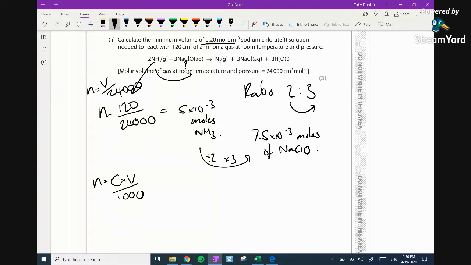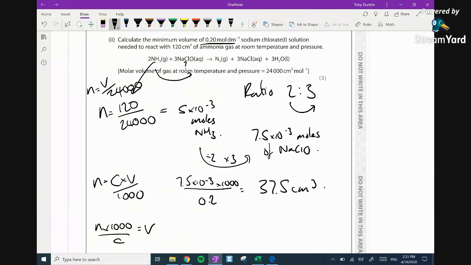Some of them can be hard, but not complicated. Reorganize it. Number of moles times 1,000 all over C gives me V. Right, times that by 1,000. Divide it by a concentration of 0.2. And I get 37. So I'm just going to write that out. 7.5 times 10 to the minus 3 times 1,000, which just makes the 10 to the minus 3 vanish, by the way. Divided by the concentration of 0.2, and I get 37.5 centimeters cubed, and I'm done.